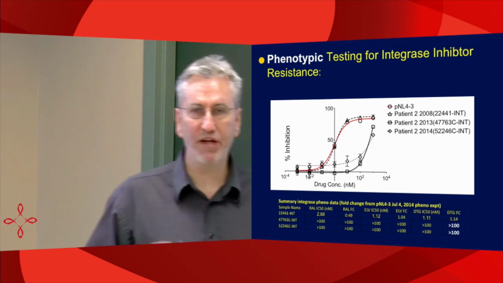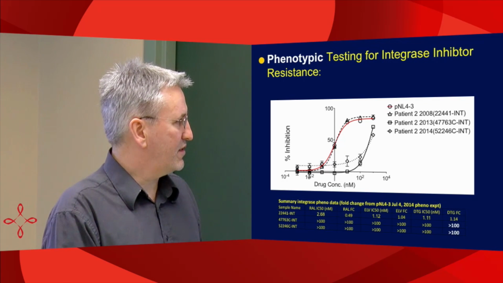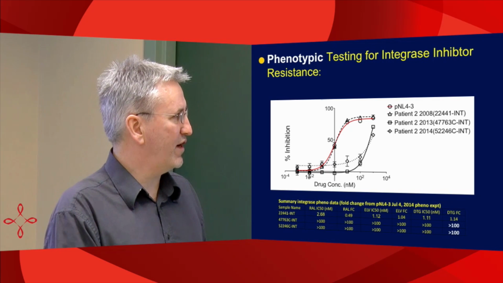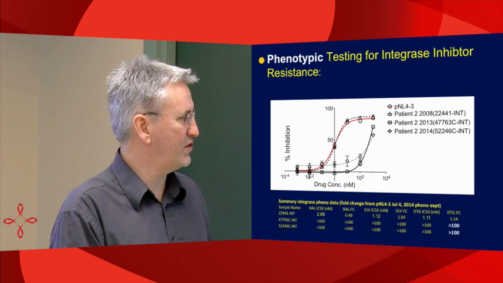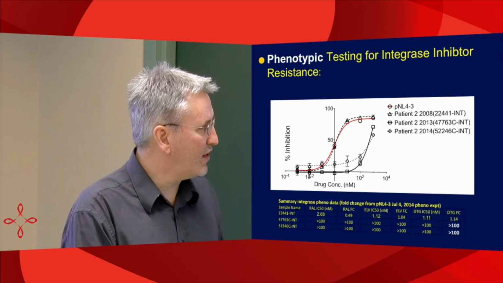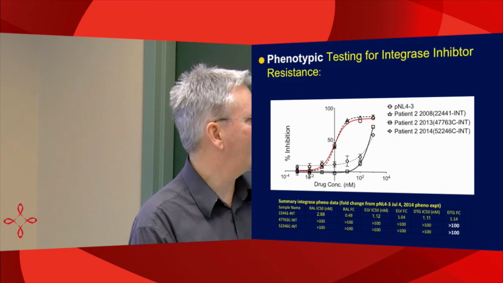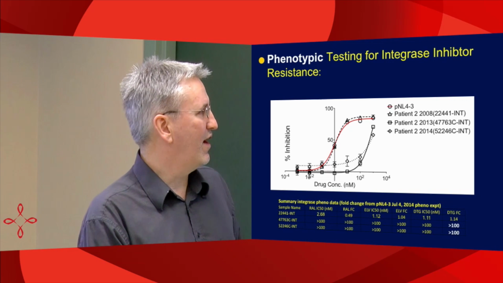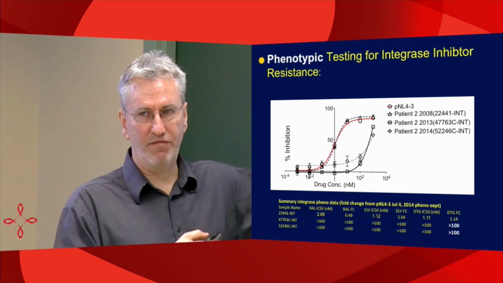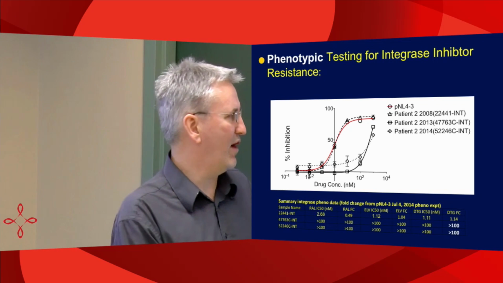This is the second patient we looked at. This is the line for how much drug it takes to inhibit the wild type virus, shown in red. There's a little dotted line there that says how much drug it took to inhibit the virus before therapy. So before therapy, this guy was entirely wild type.